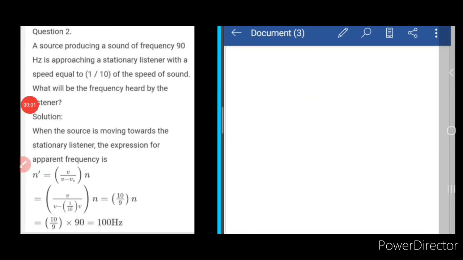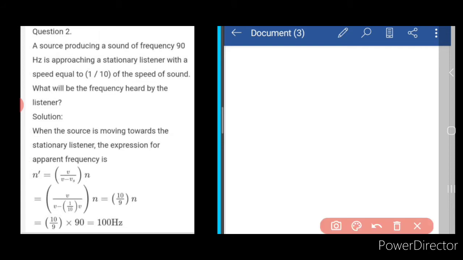Now look into the second question, children. The second question is, a source producing a sound of frequency 90 Hz is approaching a stationary listener with a speed equal to 1/10th of the speed of sound. What will be the frequency heard by the listener? Now here, what is given?